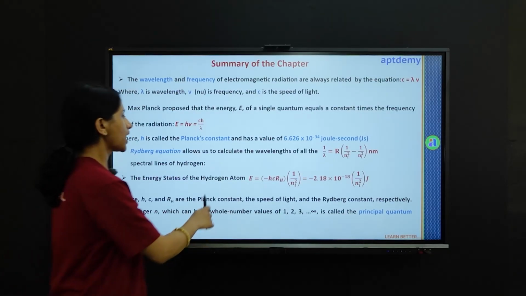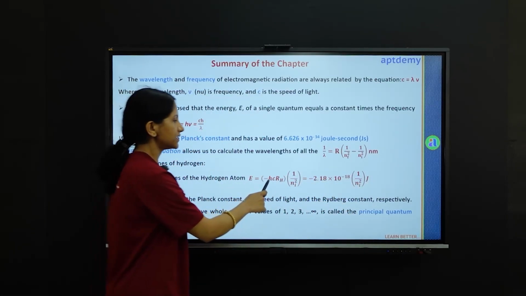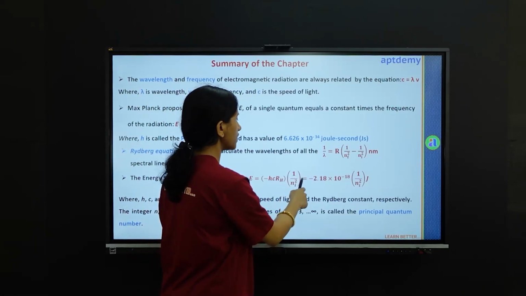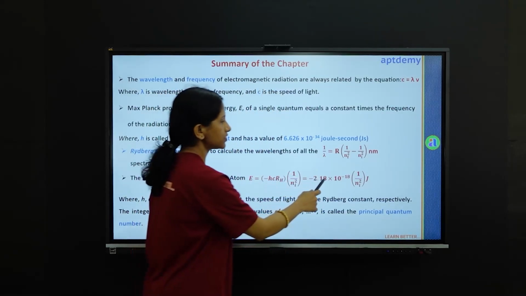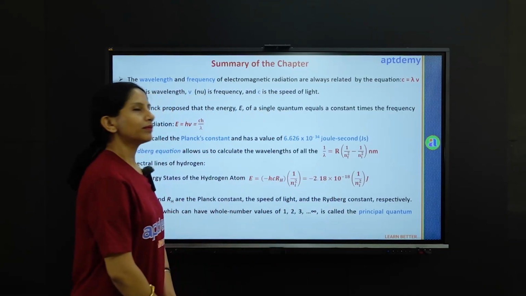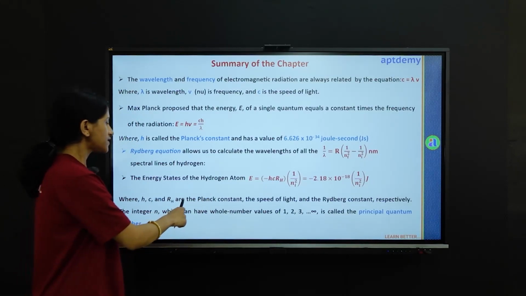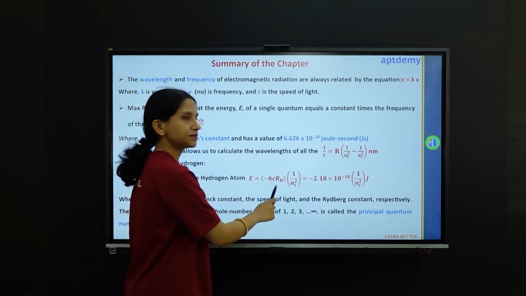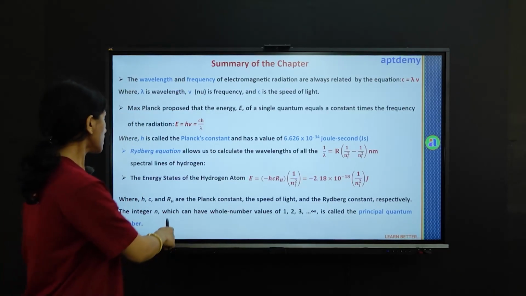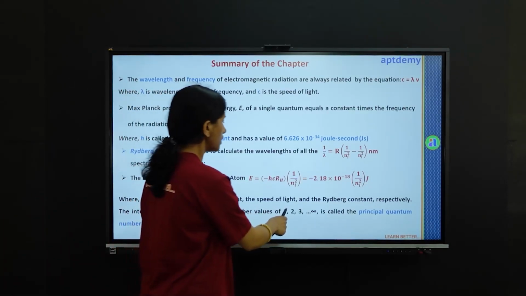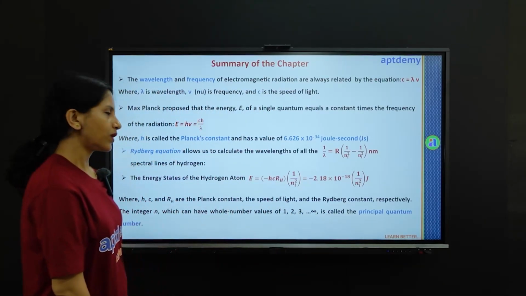The energy states of the hydrogen atom can be represented in the following manner, that is E is equal to minus h c RH times 1 by ni square, which can also be represented as equal to minus 2.18 times 10 to the power minus 18 times 1 by ni square joule. Here in this equation, h, c and RH are respectively the Planck's constant, the speed of light and the Rydberg's constant. The integer n here can have whole number values, for example 1, 2, 3 and so on, and it is called the principal quantum number.